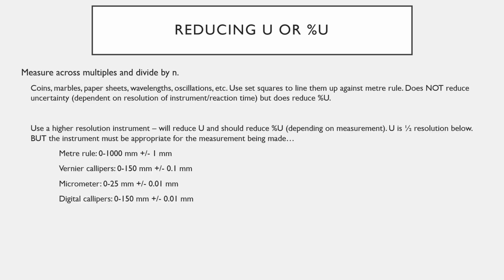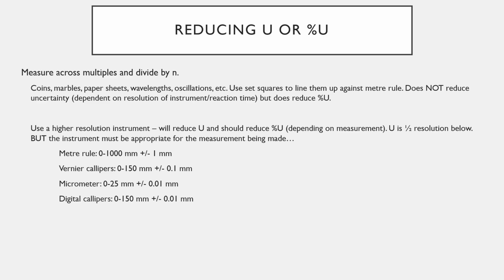That's for percentage. The other option to reduce both your uncertainty and your percentage uncertainty is to use a higher resolution instrument, because the uncertainty in a measurement is half the resolution of the instrument. So that means that if you use a better instrument, then you are going to have a smaller uncertainty. And presumably, if you're measuring the same length at that point, having a lower uncertainty will also reduce your percentage uncertainty. But you must remember that you have to pick an instrument that is appropriate for the measurement that you're making.